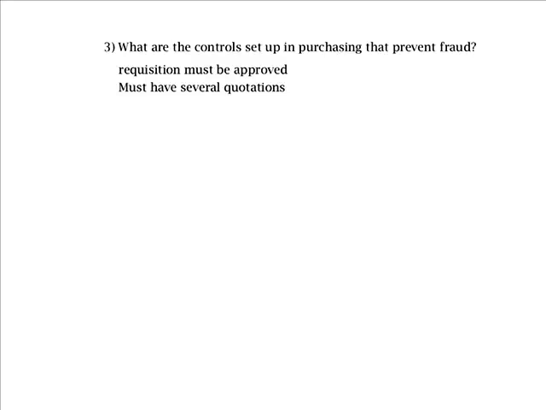We are thinking now of how SAP prevents fraud in the purchasing cycle. One thing is the system can be set so that a PO cannot be generated without a requisition. The requisition must be approved before you can generate a PO. Second, I cannot generate a PO without at least 3 quotations. So think along these lines, inside of the purchasing cycle, that would prevent fraud.